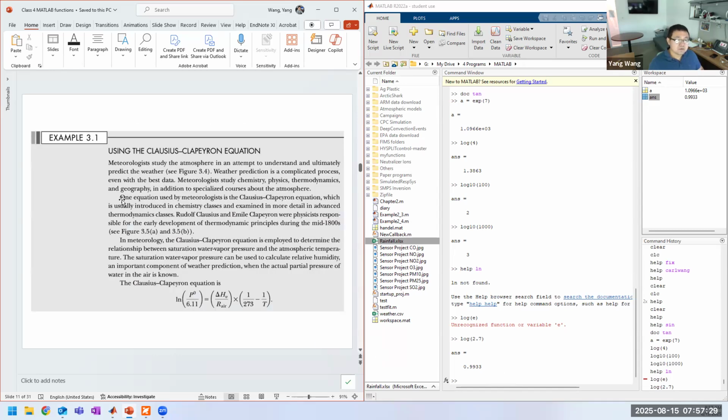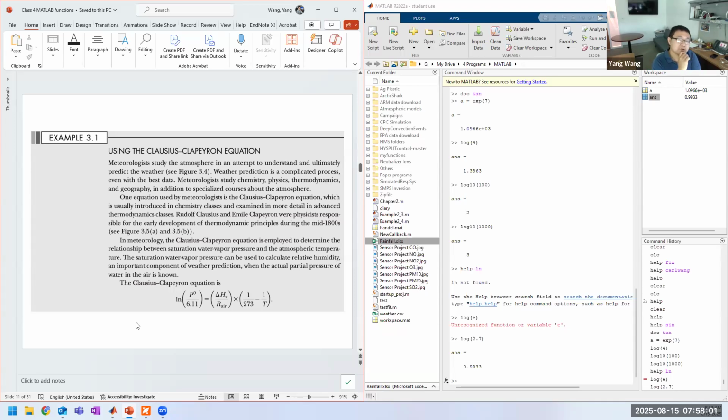So this is an example using the Clausius-Clapeyron equation. I don't know if you have learned this in your chemistry class. Basically, it links the temperature of a certain liquid to its vapor pressure. If you think about boiling water, when the water temperature gets to the boiling point, 100 degrees Celsius, the vapor pressure of the water is just 1 atmosphere. That's why you see the lid of the pot rise up and down. That's how we define the boiling temperature.